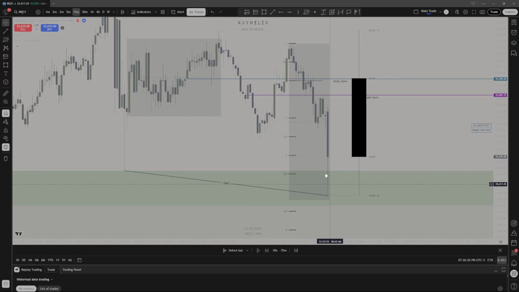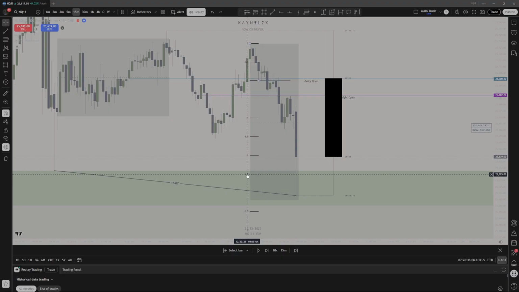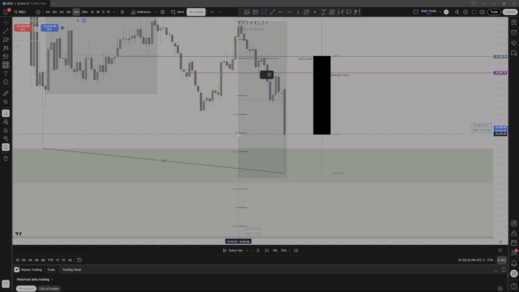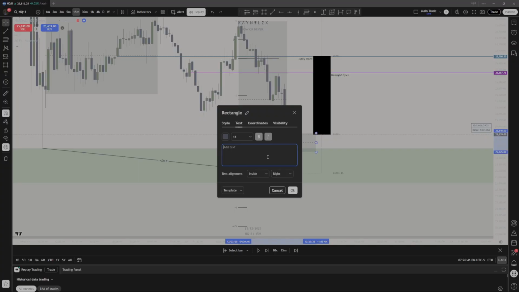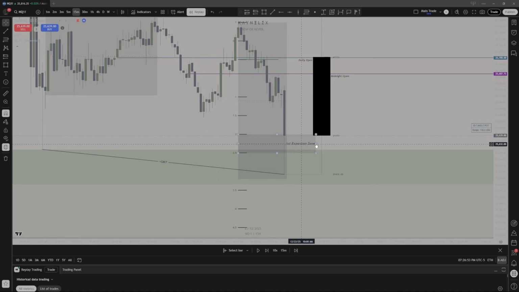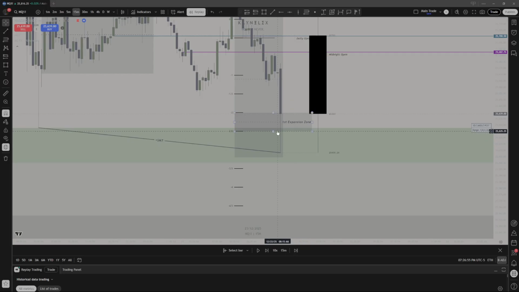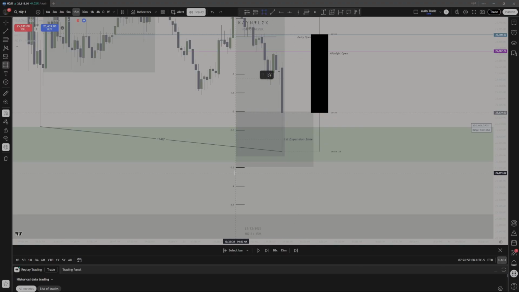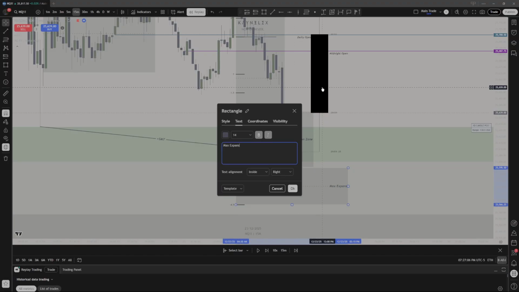As you can see, it starts to reject when we get into the first expansion zone. So this would be the first expansion zone. This is a zone where you just want to be trading in, okay? And as you can see, we tap into it. You can extend it out until the max expansion. From the 3.5 to the 4.5 would be the max expansion.